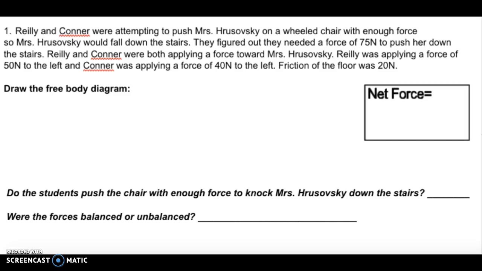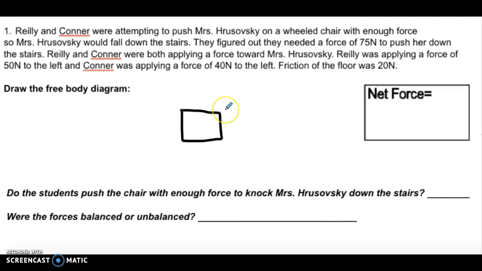First problem says Riley and Connor were attempting to push Mrs. H on a wheeled chair with enough force so that Mrs. H would fall down the stairs. They figured out that they needed a force of 75 newtons to push her down the stairs. Riley and Connor were both applying a force towards Mrs. H. Riley was applying a force of 50 newtons to the left, and Connor was applying a force of 40 newtons to the left as well. Friction with the floor is 20 newtons. So the first step is to draw a box.